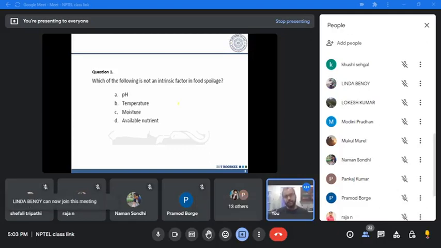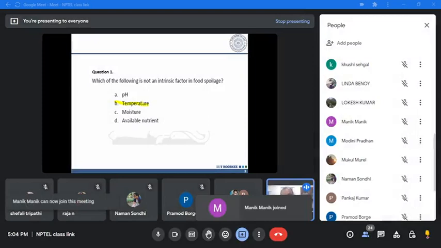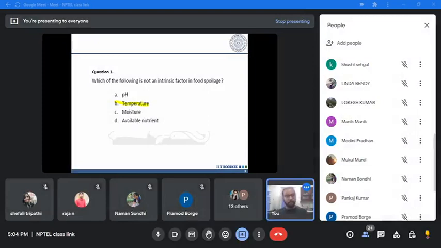But temperature, no food has temperature inside it, so we have to provide it. Suppose you have ice cream; ice cream is not itself cold. You have to provide a cold condition, you put it in a fridge. So what will be the answer? The answer is B, temperature. Those who chose option B are correct, and those who selected anything other than this, that is not the right answer.